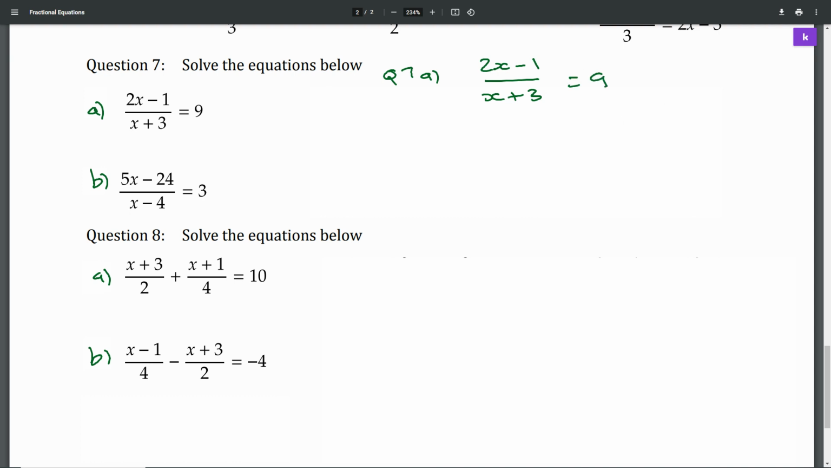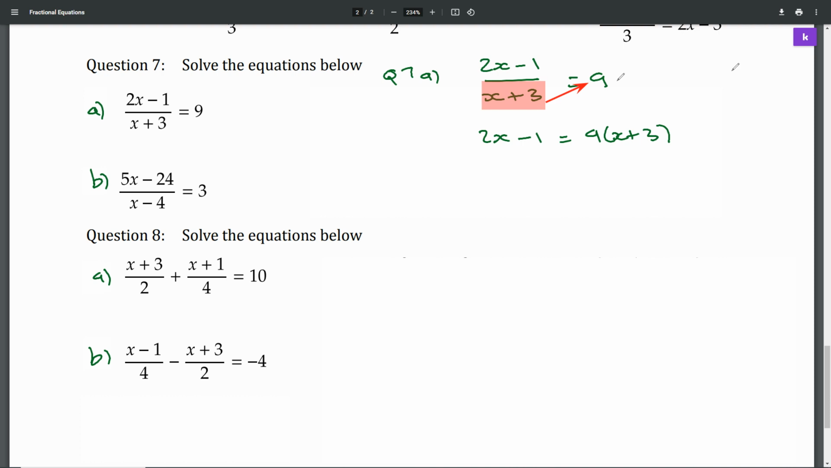The first thing I'm going to do is look at my denominator on the left-hand side, and it has two terms in it, x plus 3. I'm going to take that and multiply it by the 9. I'm going to put it in a bracket. So I multiply the 9 by the x and the 3 together. So 2x minus 1, I'm bringing it down and taking the 9, multiplying it by x plus 3.